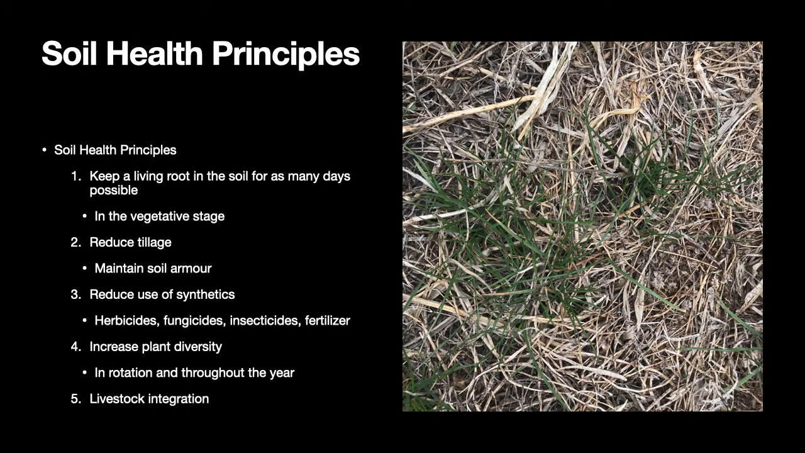So the five main principles that I work on when I'm talking about soil health: number one is keeping a living root in the soil for as many days as possible, and preferably in the vegetative stage. Number two is reducing the amount of tillage we do, and by reducing tillage, we're going to maintain our soil armor on the soil surface. Number three, we want to reduce the amount of synthetics: our herbicides, our fungicides, our insecticides, and the fertilizer. Number four is we want to increase our plant diversity, both in our rotation and throughout that growing season in that year. And number five, we want to have some livestock integration.